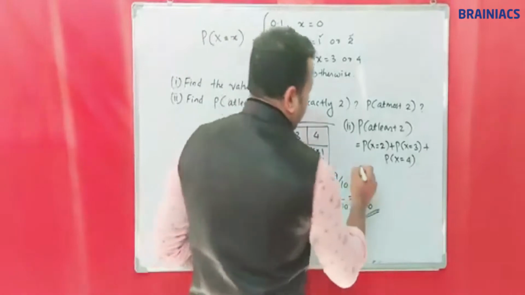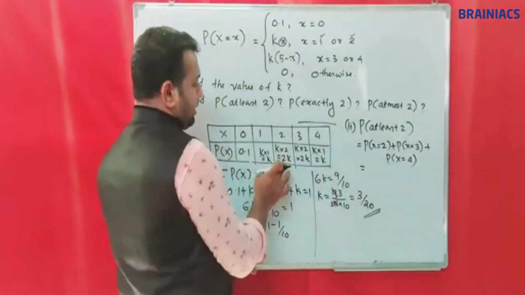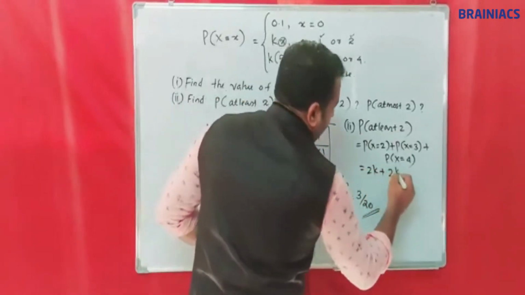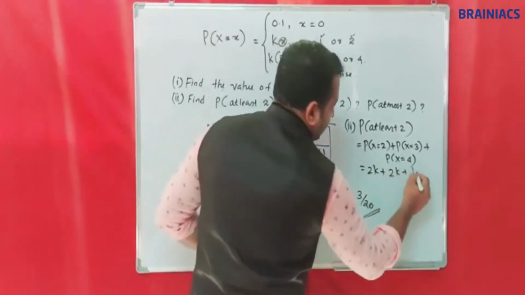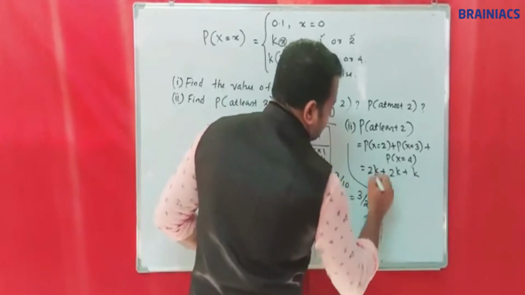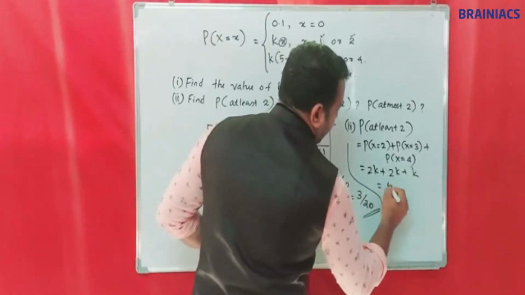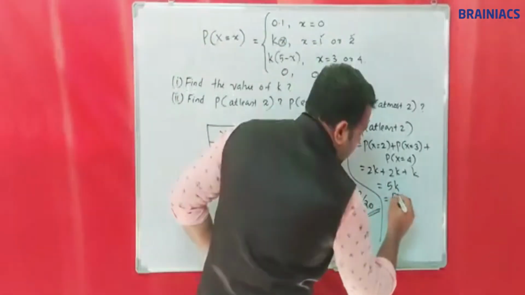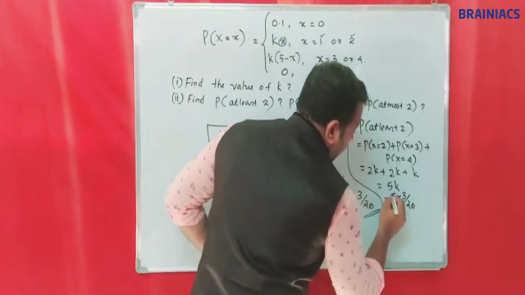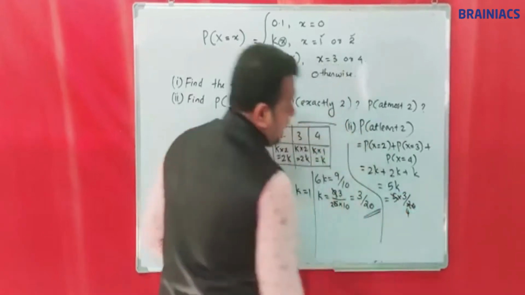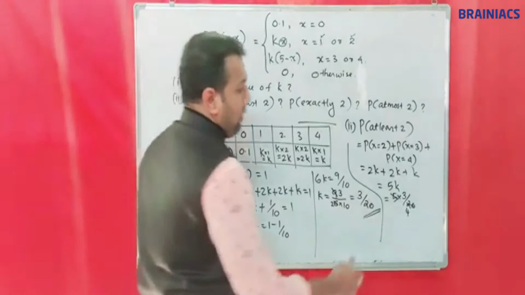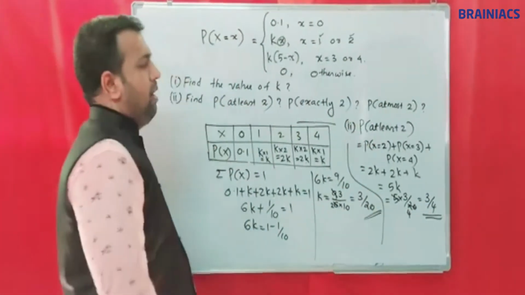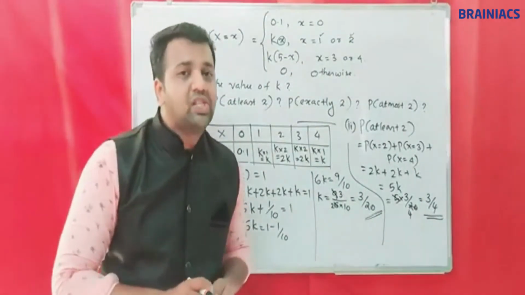Then P of x equal to 2. What's the probability of x equal to 2? 2k. And x equal to 3, again 2k. And x equal to 4, 2k. So we get 2k, 2k, 2k added to get 5k. And k is equal to what? k is equal to 3 by 20. And 5 and 20 cancel, we get 4 as the denominator. So the final answer is 3 by 4. 3 by 4 is the answer for P of at least 2.